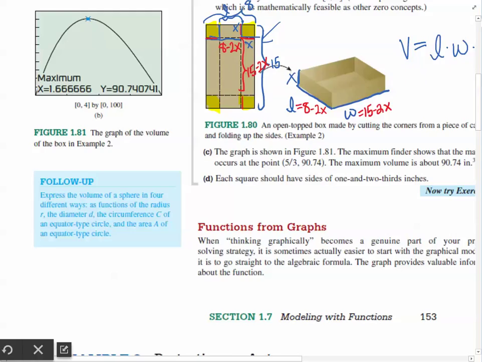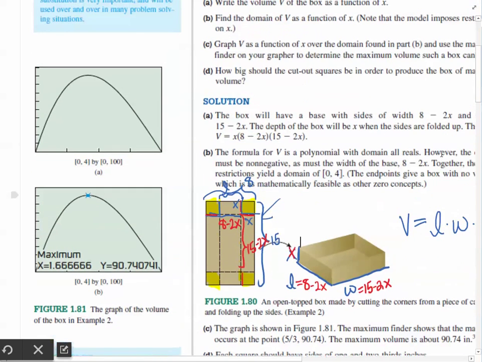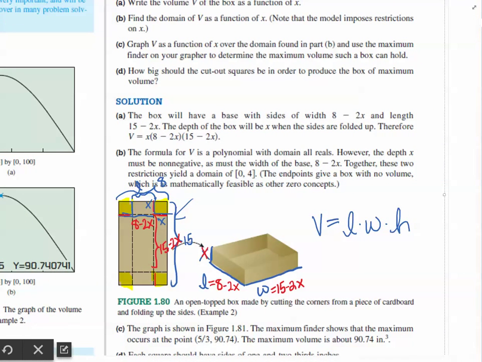So if we multiply x, 8 minus 2x, and 15 minus 2x all together, we get the volume in terms of x. So that's the first thing that we have here. The box will have a base with sides 8 minus 2x and, okay, whatever, it doesn't matter. Okay, so there's our formula.